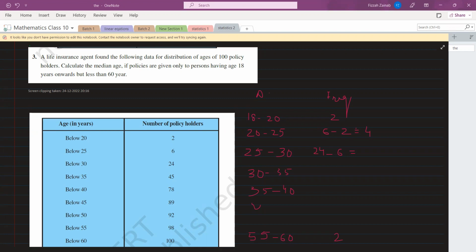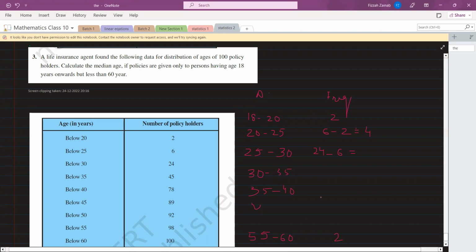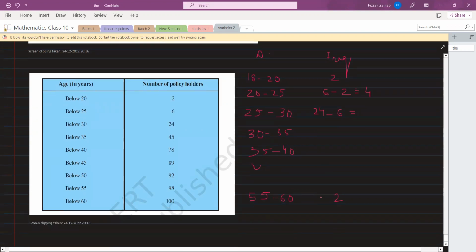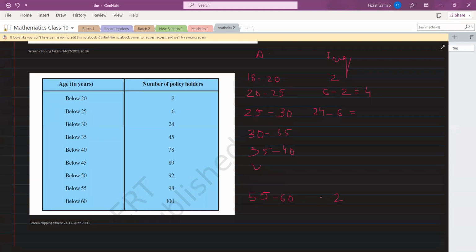Okay. So, Martin, have you got the cumulative frequencies? Let's check. First is 2, then 6, then 24, 45, 78, 89, 92, 98, 100. Yeah, Martin, getting it?